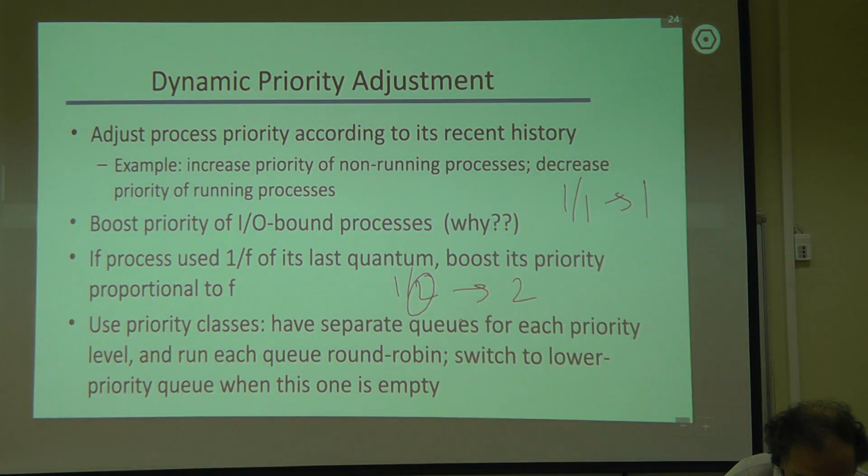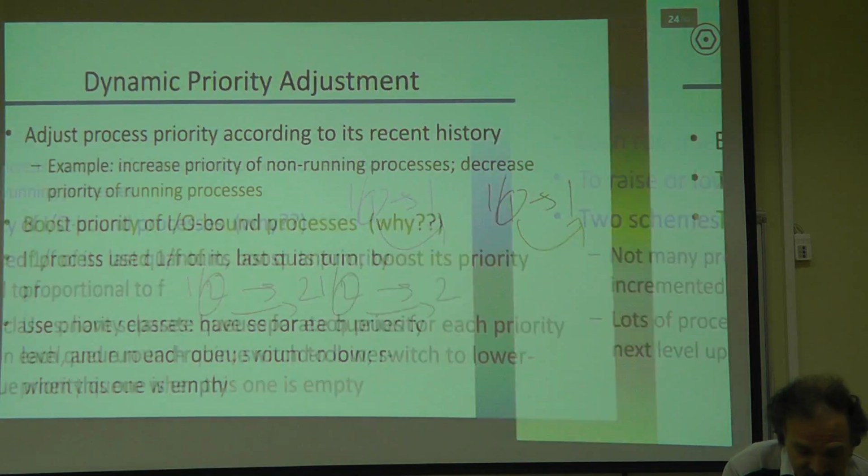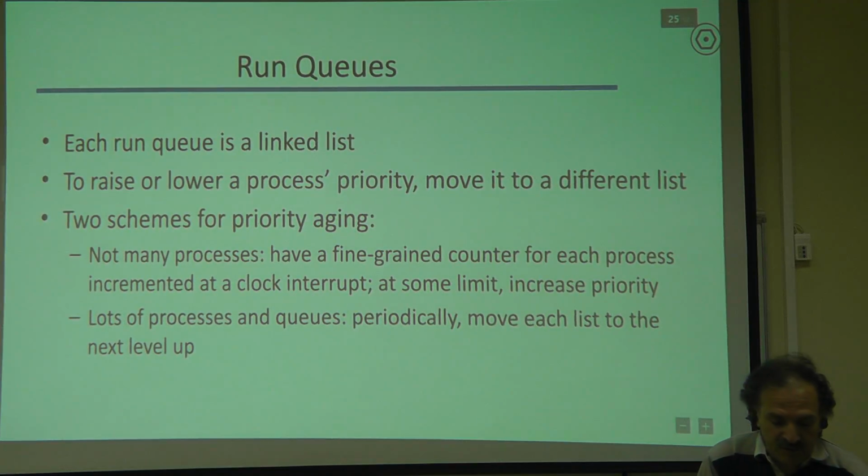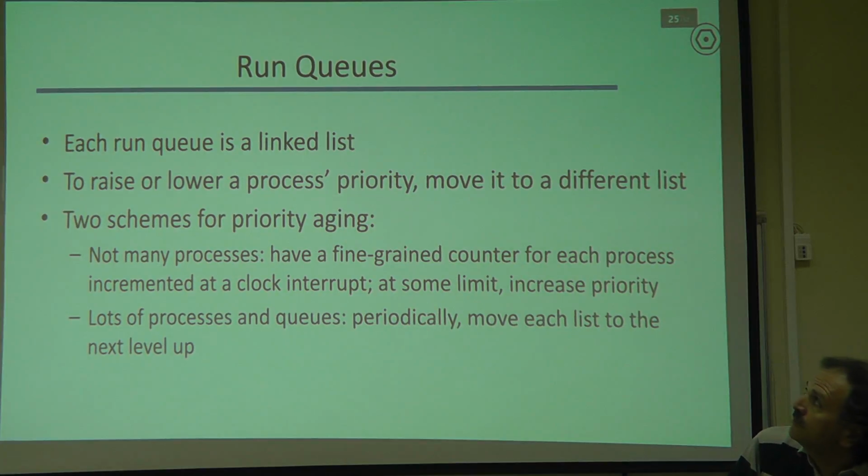So you take this number and you make it the priority. That's what we discussed last time. The I/O-bound processes need to have this kind of a priority boost.